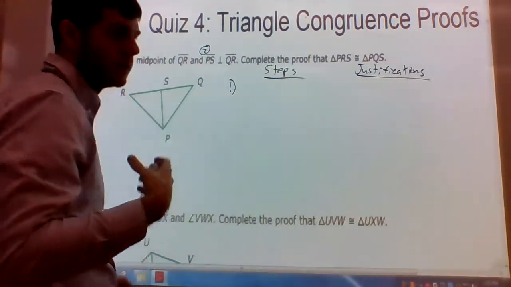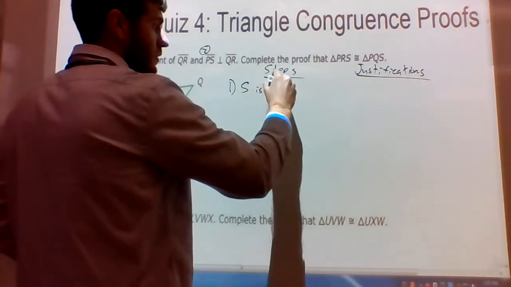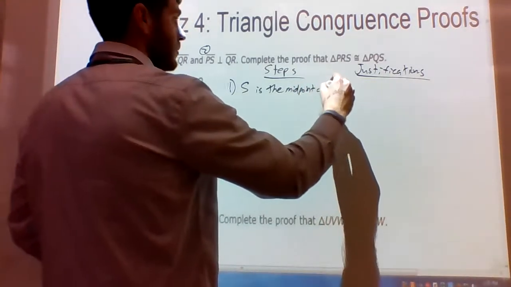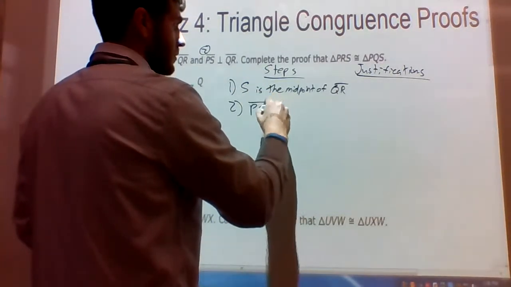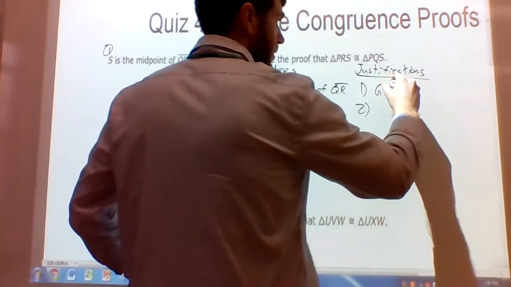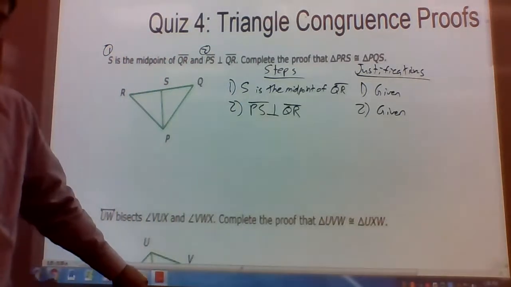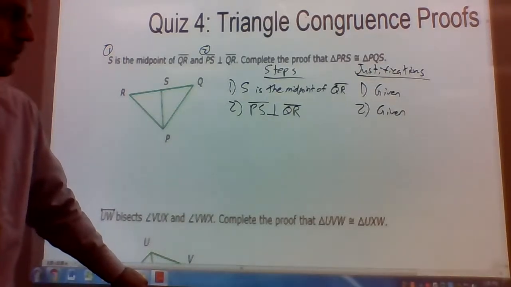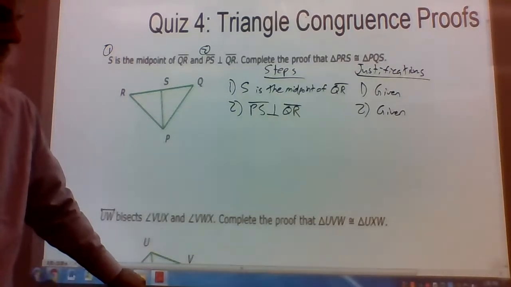Okay, first step in the process is to write our given. So S is the midpoint of QR, and PS is perpendicular to QR, and those are given to us. So those are given. Okay, the second step is to look for shared sides or vertical angles.